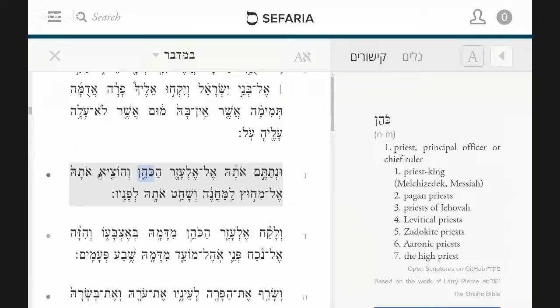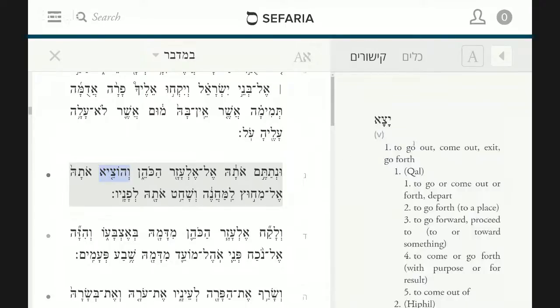Okay, vehotzi. This comes from the root Yod Tzadi Aleph. If it were in the kal form, it would mean to go out, to come out, to exit, and go forth. In Hebrew, we've talked about this a little bit before, but I'll explain it again.